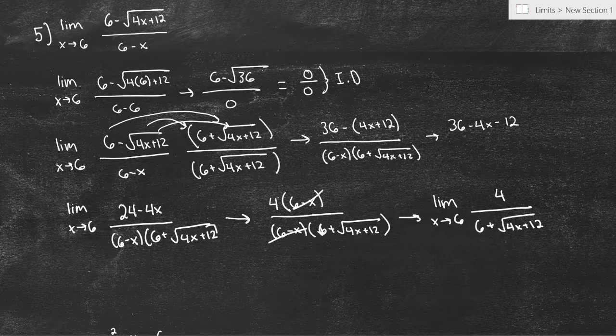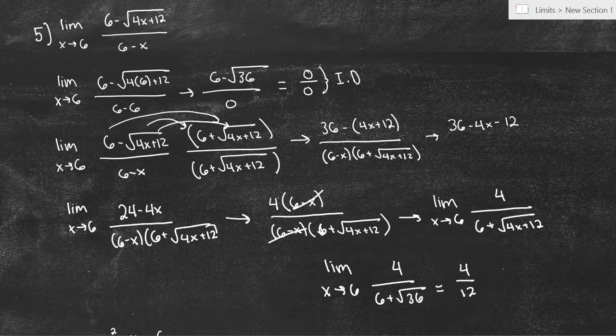Now we can plug and chug, plug in our 6. We're going to get limit as x approaches 6 of 4 divided by 6 plus square root of 24 plus 12, which is 36, equals 4 over 12, which can be simplified finally to 1 divided by 3. So the limit as x approaches 6 is 1/3. So again, that was the final example. That's when you have to multiply by the conjugate.